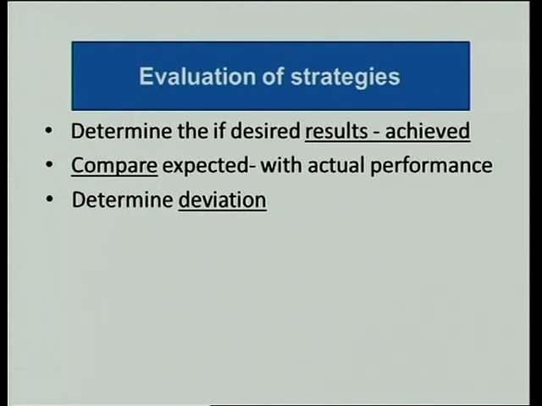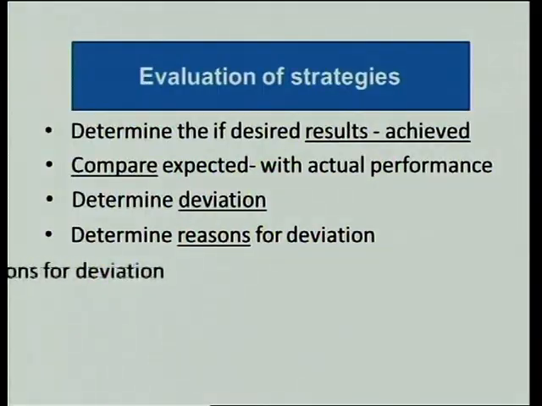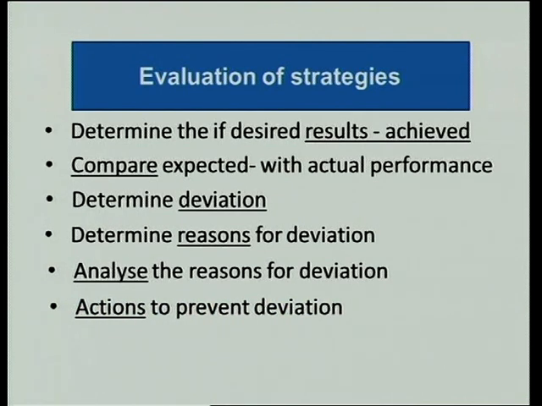So if there is a deviation from what we planned, we need to find out what the reasons for the deviation are. Why didn't we achieve what we planned to achieve? Why didn't we get to where we expected to be? We determine the reasons and we analyze the reasons. Why did it happen? Why didn't we achieve our objectives? And then we need to take actions to prevent any deviation from happening, so that we can get the expected results that we've planned to achieve.